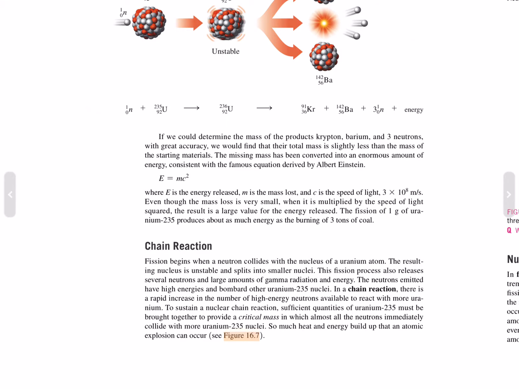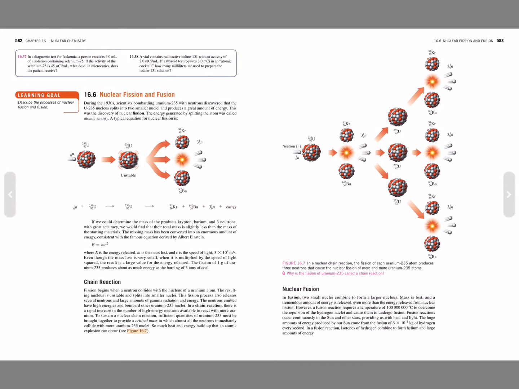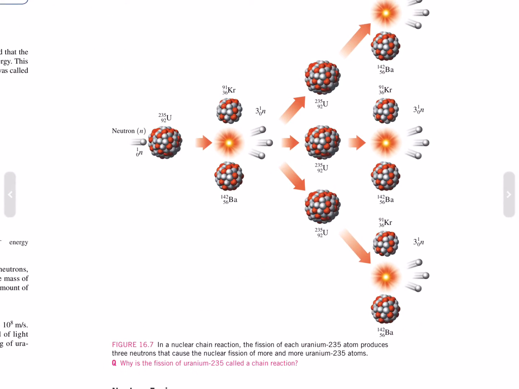To sustain a nuclear chain reaction, sufficient quantities of uranium-235 must be brought together to provide a critical mass in which almost all neutrons immediately collide with more uranium-235 nuclei. So much heat and energy build up that an atomic explosion can occur. Figure 16.7. In a nuclear chain reaction, the fission of each uranium-235 atom produces 3 neutrons that cause the nuclear fission of more and more uranium-235 atoms.